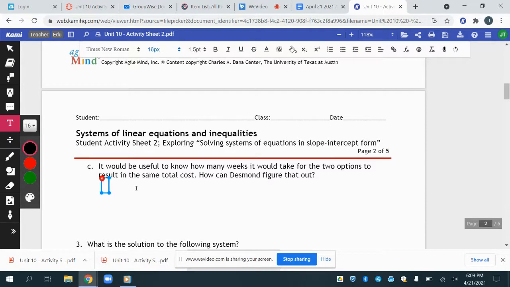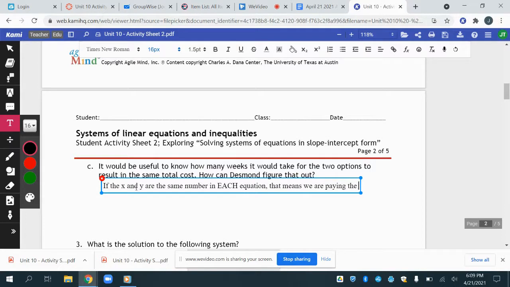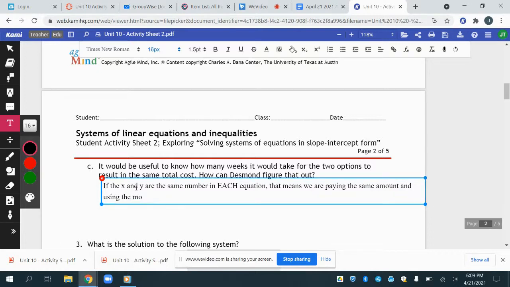Well, if the x and y are the same number in each equation, that means we are paying the same amount and using the mower the same number of weeks.